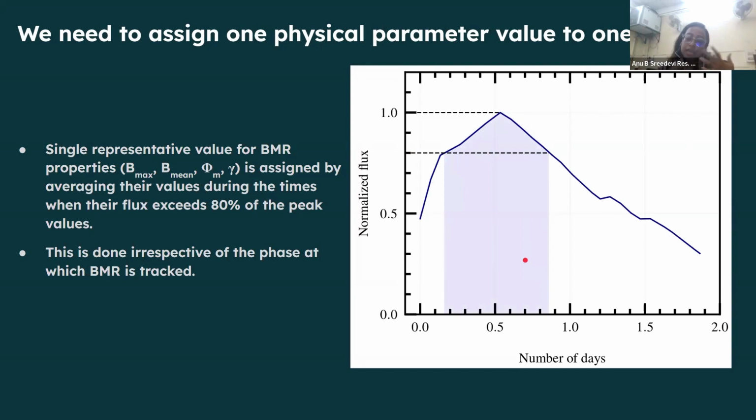For example, in this analysis part, we are mainly interested in the maximum magnetic field value of the region, the mean magnetic field value of the region, the flux measured of the region, and the tilt. So I take the tilt values or any parameter values in this time period and average them to get a representative. This is done irrespective of the phase at which the BMR is observed, by which I mean that if it's a passage BMR or a lifetime BMR, I treat it the same.